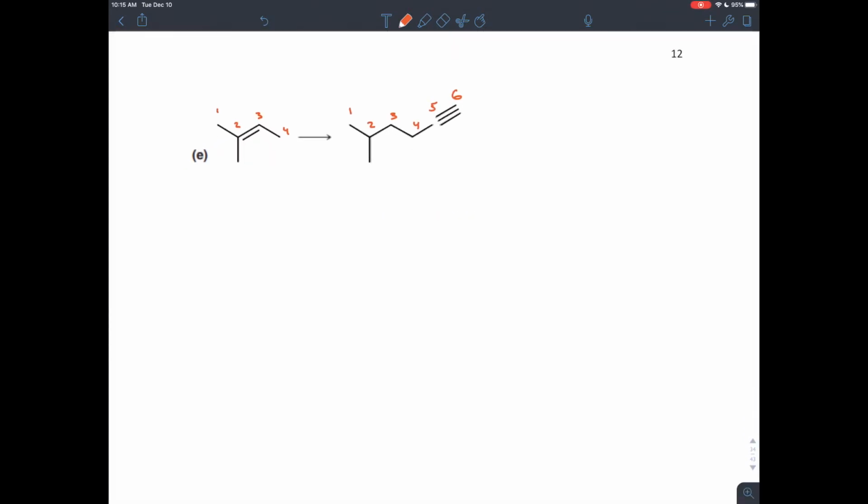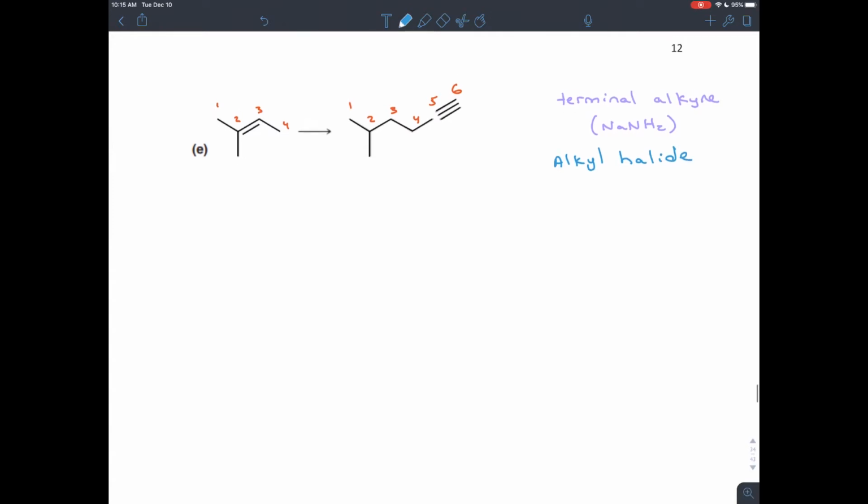And what that means is we're going to need a couple things. We're going to need a terminal alkyne that we can turn into a nucleophile. It becomes a nucleophile when we add sodium amide. And then the second thing we need is an alkyl halide that nucleophile can do an SN2 reaction with. Okay, well, the question is, do we want this starting molecule to be the terminal alkyne, or do we want it to be the alkyl halide?